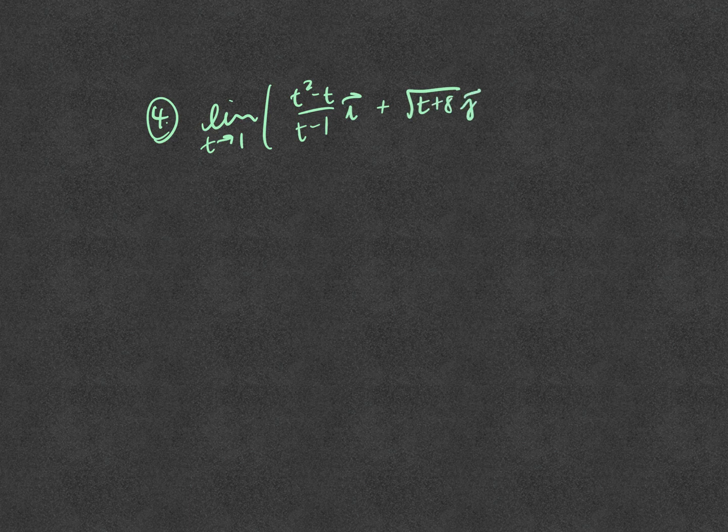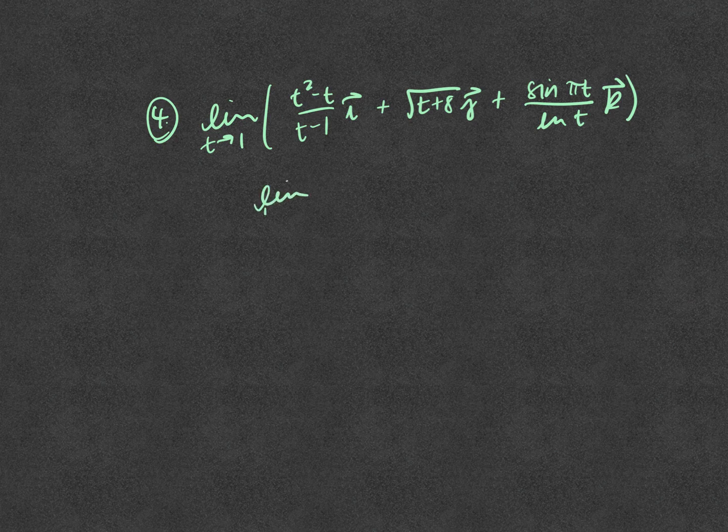It's number 4 in the book, and it says find the limit as t approaches 1, and they use this notation. They have t squared minus t over t minus 1 i plus the square root of t plus 8 j plus sine pi t over natural log of t k. Now you know the examples are never as interesting as the exercises. That's why I thought we'd do some of them.